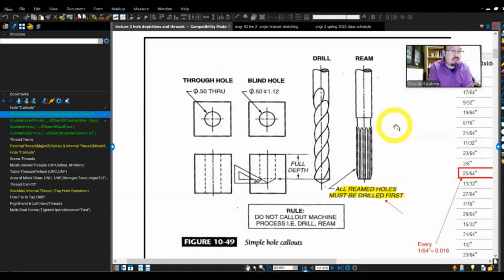Now, when you use a reamer, it's because you need accuracy, right? And you're going to have to get yourself a custom reamer to be able to make that hole. So more operations means more time for the machinist or for manufacturing, which means more money. So you only use reamers when you really need them.